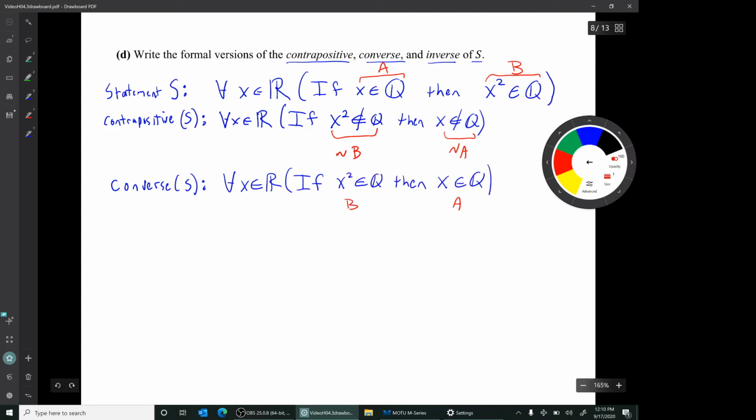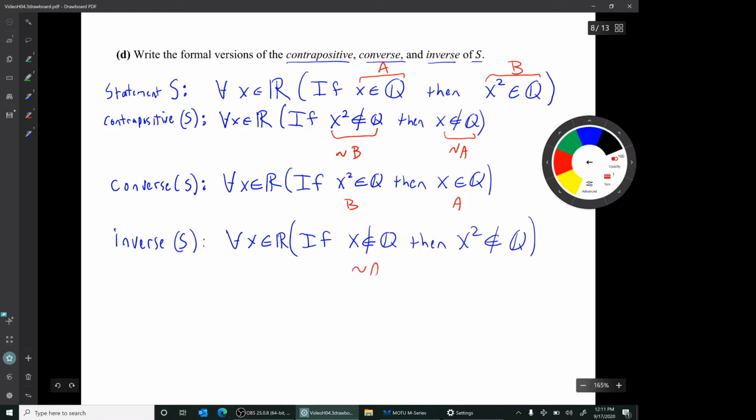The converse of S is for all x in R, if B, then A. That is for all real numbers x, if x squared is rational, then x is rational. The inverse? The inverse of S is of the form if not A, then not B. So for all real numbers x, if x is not rational, then x squared is not rational.